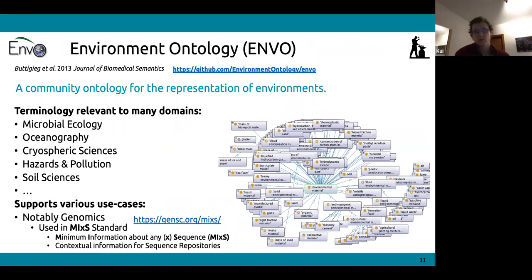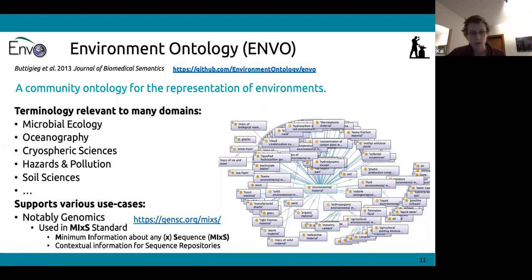So a little bit more about the Environment Ontology. It's a community representation of environments. There are a lot of domains represented within ENVO, for example, microbial ecology, oceanography, cryospheric sciences. There's been a large push for that within the ESIP Semantic Harmonization Cluster. Other concepts like hazards and pollution, some soil science concepts. It's supported in several use cases, notably within genomics.